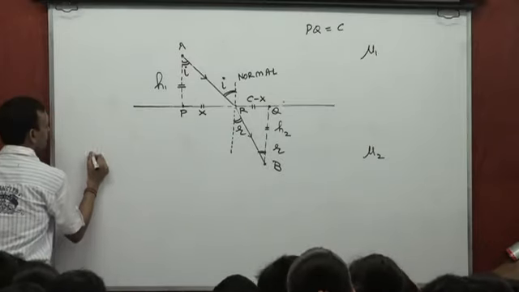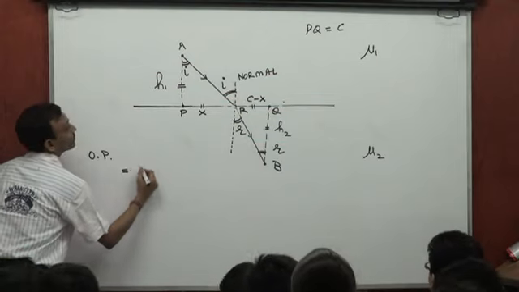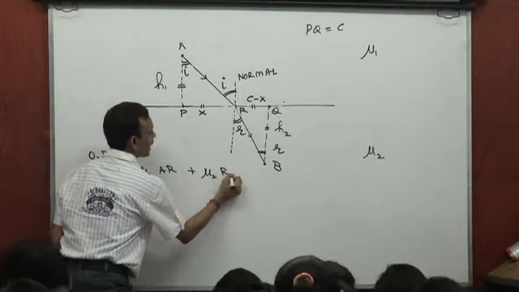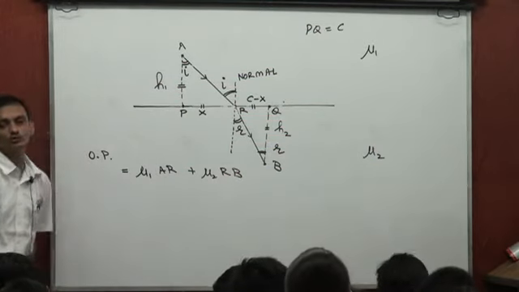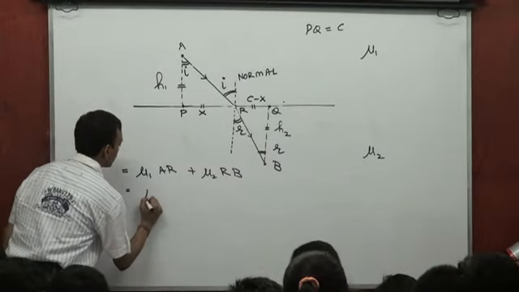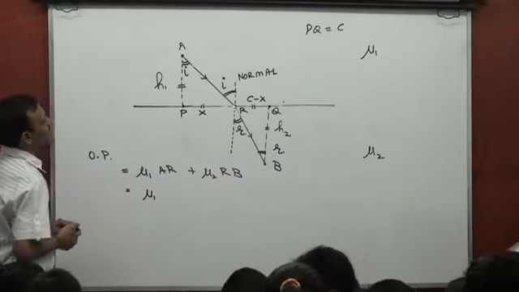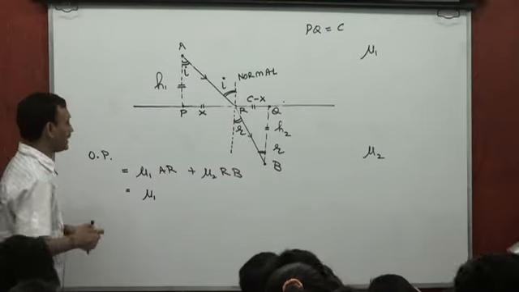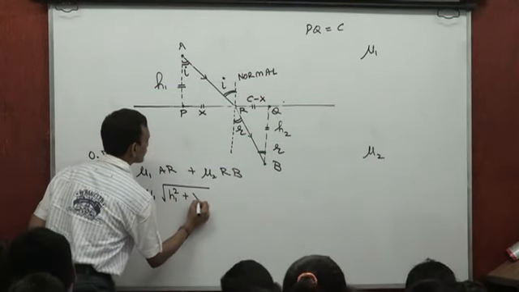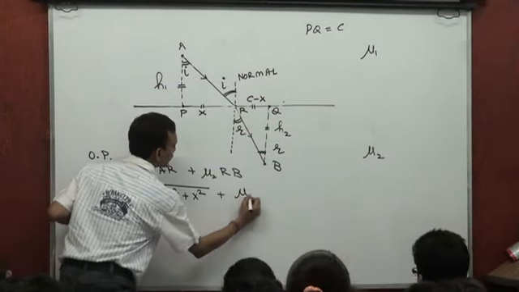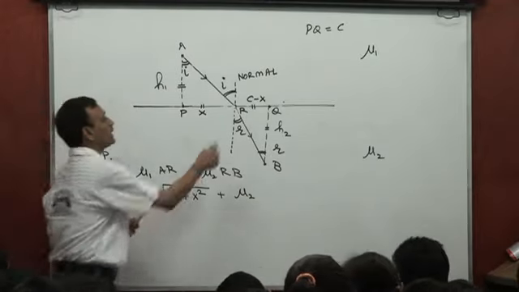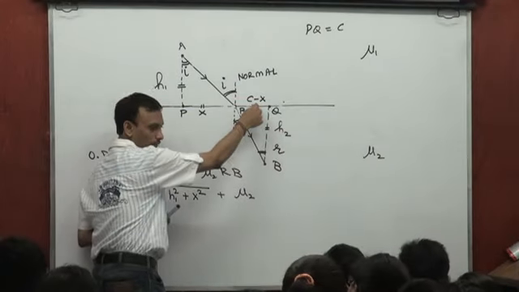Now, what's the optical path? The optical path here is mu1 times AR plus mu2 times RB. What's AR? AR is root H1 squared plus x squared. Mu2 times RB. RB is what? Root H2 squared plus (C minus x) whole squared.